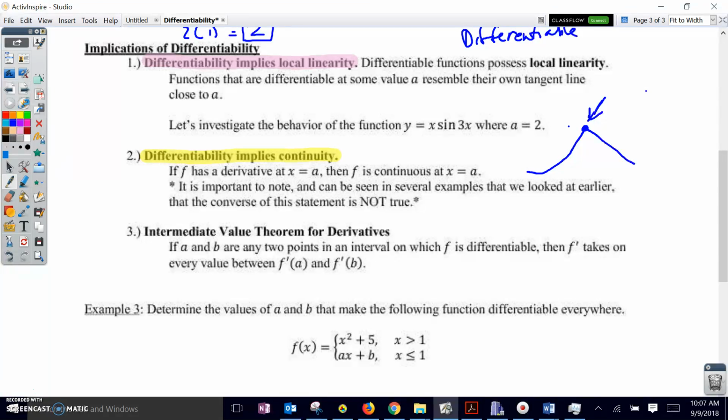Third implication of differentiability is the intermediate value theorem for derivatives. The intermediate value theorem for derivatives says that if we have a and b being any 2 points in an interval, when the function is differentiable, then the derivative has to take on every value between f prime of a and f prime of b.